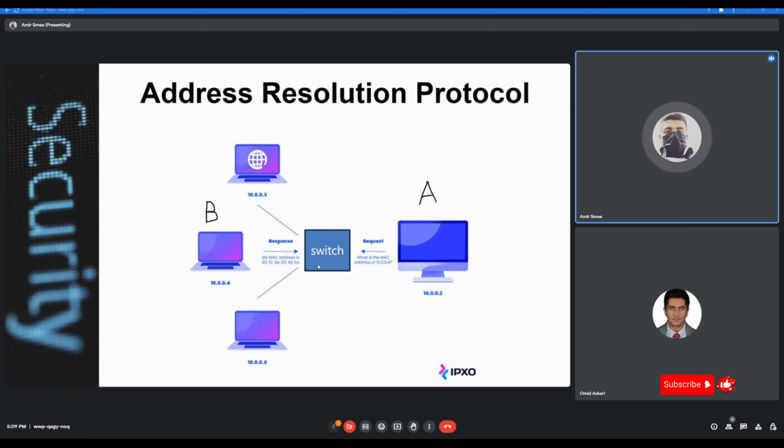When device A, for example, wants to send data to device B, we should type the IP of device B, but we don't have the MAC of device B. So device A broadcasts a message to the whole network and asks what is the MAC address of the device with this specific IP address. Then device B gets the message and sees the message is for itself, so it answers and says, hello, it's my MAC address. Here you are.